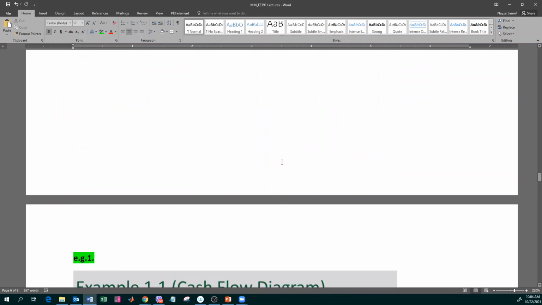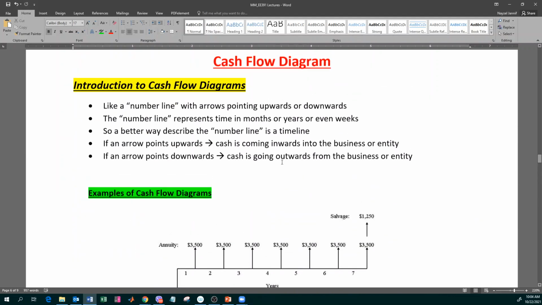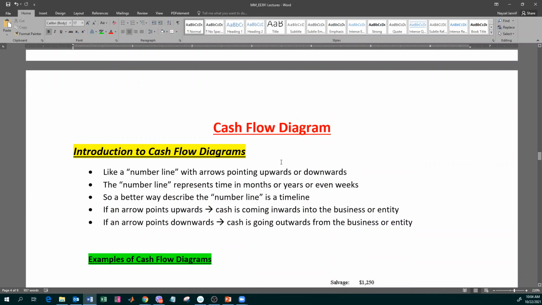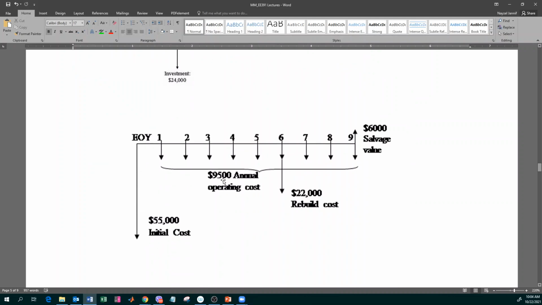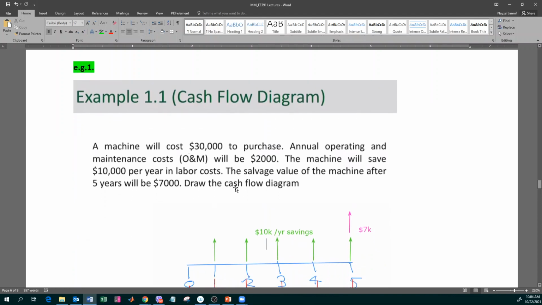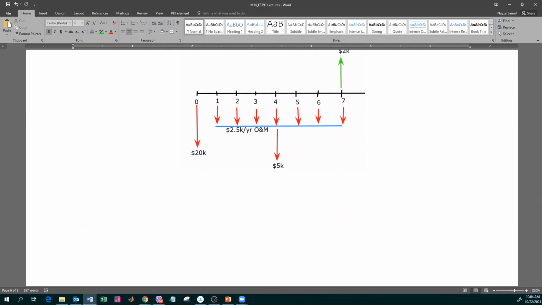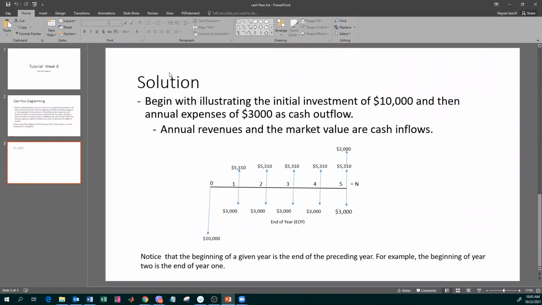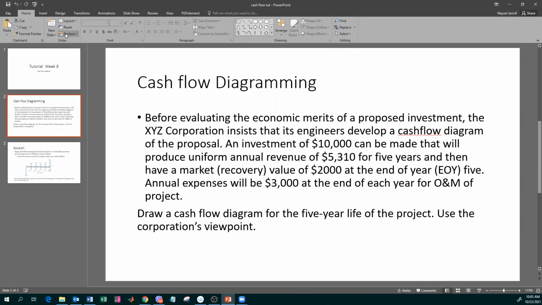On lecture number 2, we learned about something called a cash flow diagram, right? So we were looking at the cash flow diagram and the rules of a cash flow diagram. All of those rules are on the Moodle shell. And we looked at two examples. Let me show you another example of a cash flow diagram, and this example is already posted on Moodle.